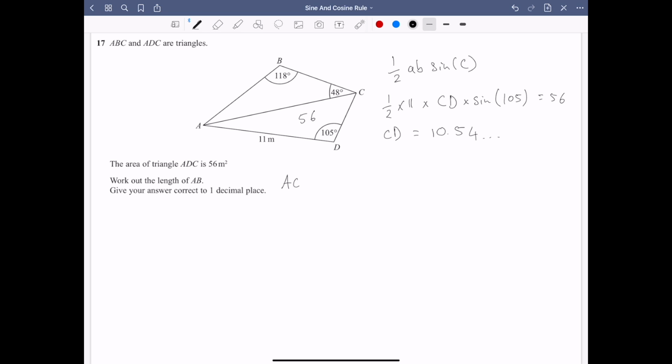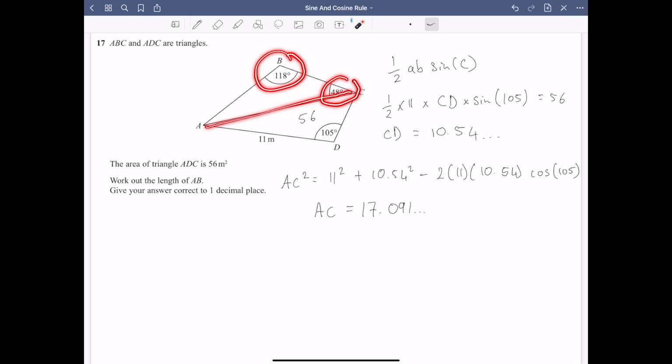We get that AC squared is equal to 11 squared plus 10.54 squared minus 2 times 11 times 10.54 times the cosine of 105. So you do that calculation, you square root it, and you should get that AC is equal to roughly 17.091. So we've got this side and the opposite angle, and we've got this angle, and what we want to know is the length of this side.